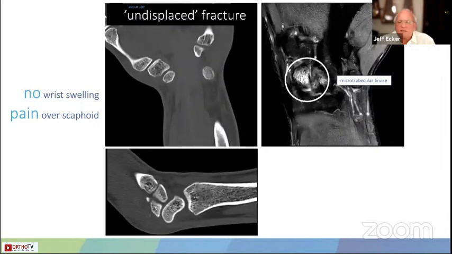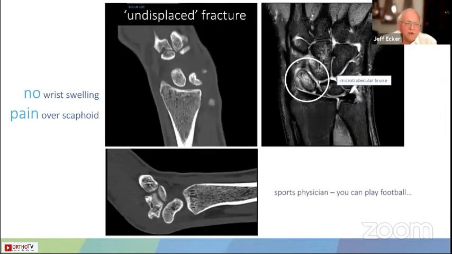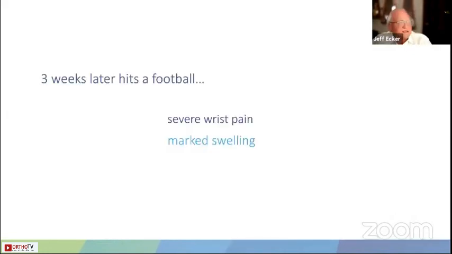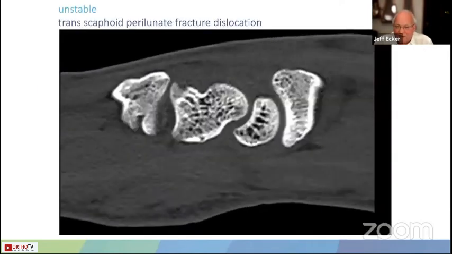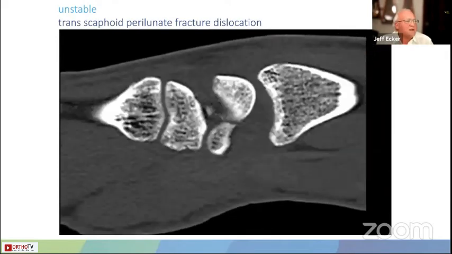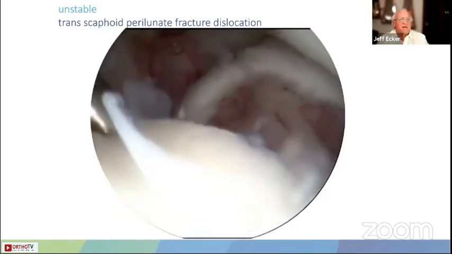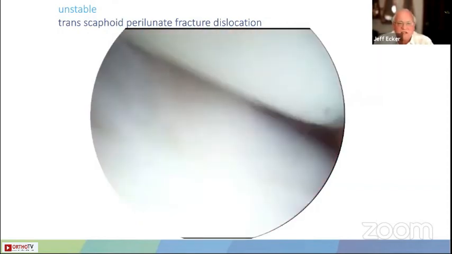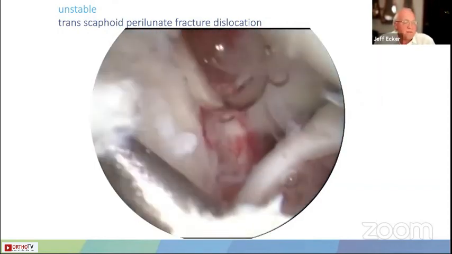So his sports physician says to him, "You can play football." So 3 weeks later, he hits a football and he presents with severe wrist pain and marked swelling. And now he has a transscaphoid perilunate fracture subluxation. And you can see just how unstable that is. That's that microtrabecular fracture that is literally broken with a relatively minor contact.